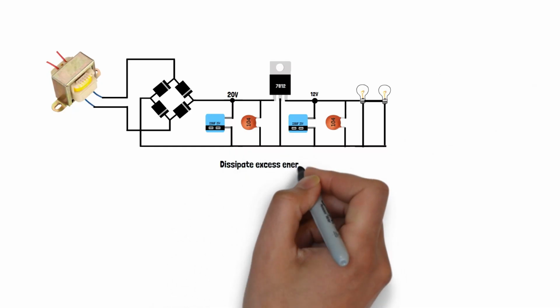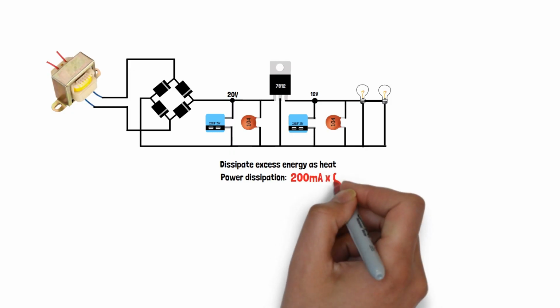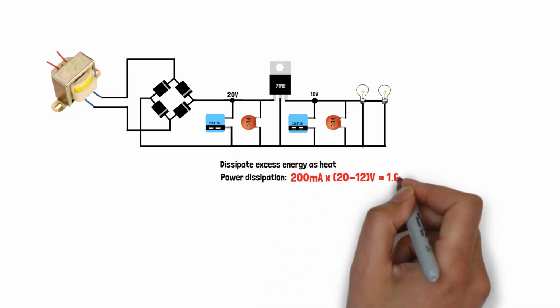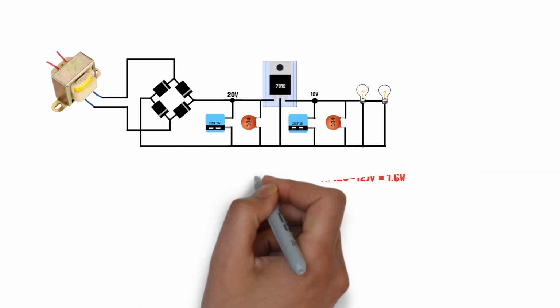As mentioned earlier, linear voltage regulator ICs dissipate excess energy as heat. In our case, if the load current is 200 milliamperes and the voltage drop across the LM7812 IC is 8 volts, the power dissipation will be 1.6 watts. This power dissipation heats up the IC. If it is too hot, the IC needs to be cooled to ensure stable operation.